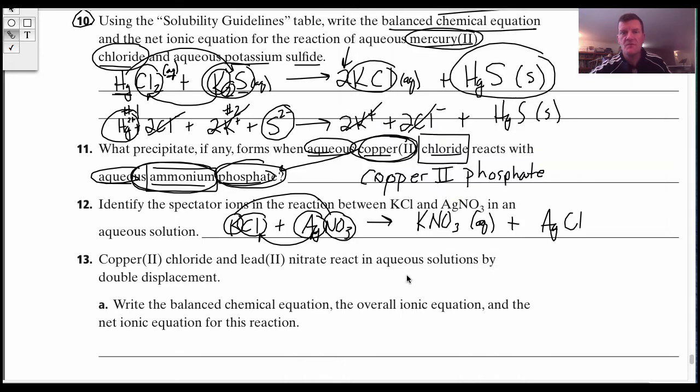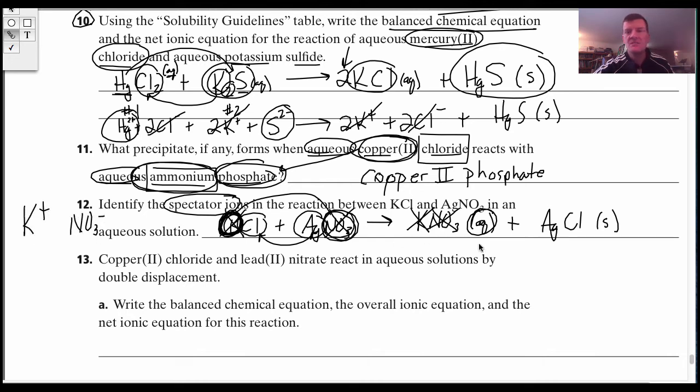Silver is not soluble. So this is going to be your solid, which means the potassium over here was dissociated, and the nitrate was dissociated, and there's still AQ here. So this potassium is going to be an ion, that nitrate is going to be an ion, just like it is on this side. Those are your spectator ions. So your spectator ions are what? The potassium ion and the nitrate ion. Those are not involved in forming the solid, the silver chloride. Okay?